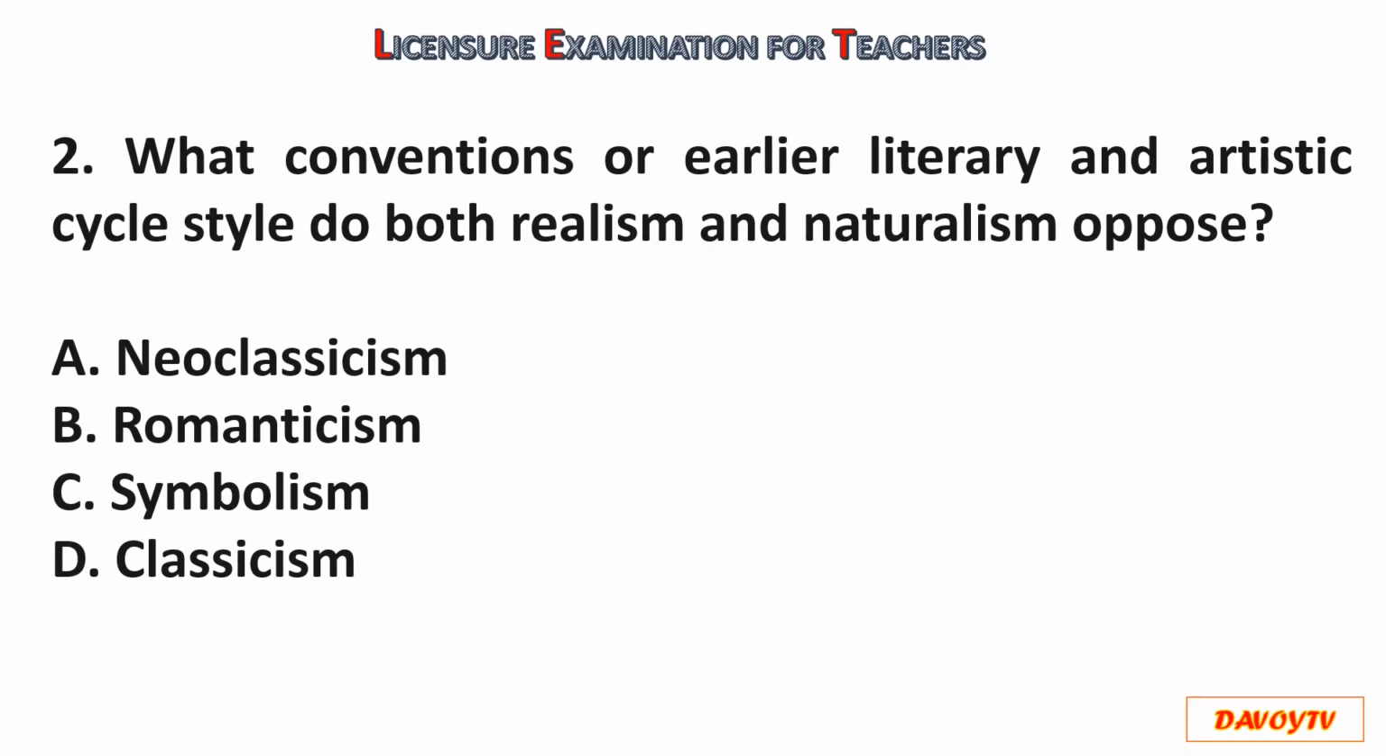Question number 2. What conventions or earlier literary and artistic cycle style do both realism and naturalism oppose? A. Neoclassicism. B. Romanticism. C. Symbolism. D. Classicism. The correct answer is letter B. Romanticism. Both realism and naturalism stand in opposition to Romanticism.